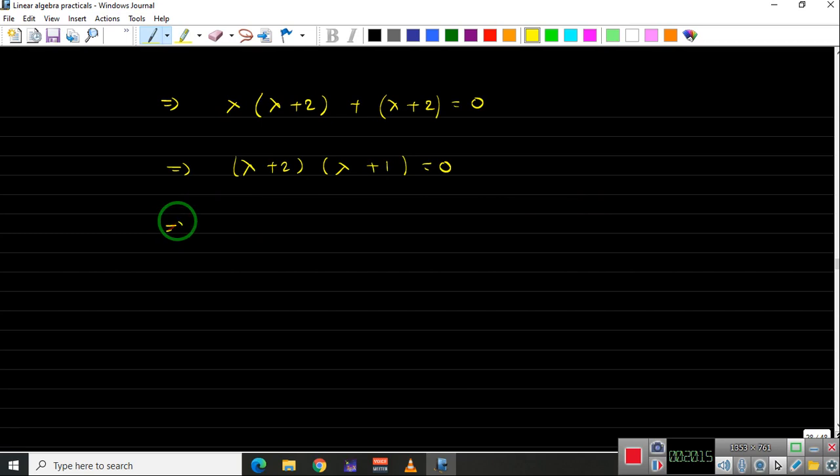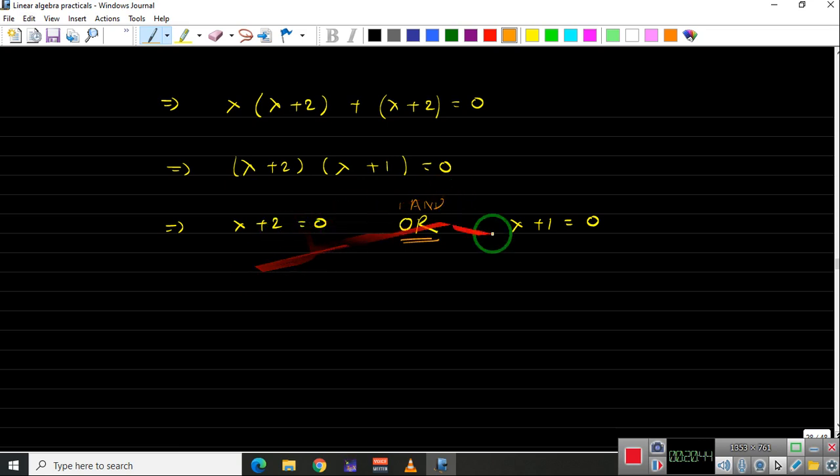This implies either lambda plus 2 is equal to 0 or lambda plus 1 equals 0. Because there are two numbers whose product is 0, that means either this is 0 or this is 0. Remember, what I have written here is "or", because this can be 0 or this can be 0. If I wrote "and" here, it would be something different. "And" means this has to be 0 and this also has to be 0, but that is not the case here.